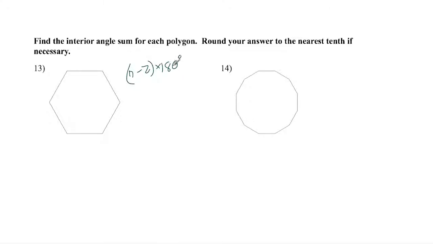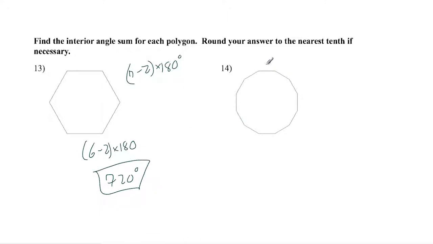So this is actually a step easier. This is just n minus 2 times 180. So here we have a 6-sided figure, so it's just going to be 6 minus 2 times 180, and that's going to be 180 times 4, which is going to give me 720 degrees.